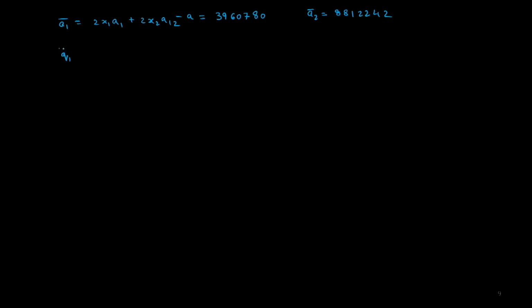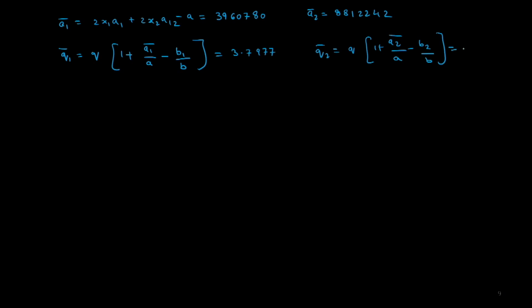Once I have A1 bar and A2 bar, I can calculate Q, right? Q1 bar is Q times 1 plus A1 bar by A minus B1 by B. So this value here turns out to be 3.7977. And similarly, Q2 bar is Q times 1 plus A2 bar over A minus B2 by B, which works out to be 5.6924.